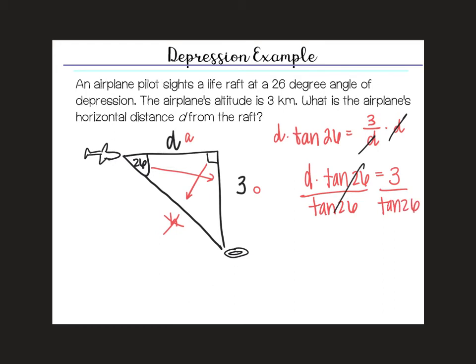These tan 26's will cancel. The distance equals 3 divided by tan 26. So when I type that in, I get 6.15, which would round to 6.2 feet. Sorry, kilometers.